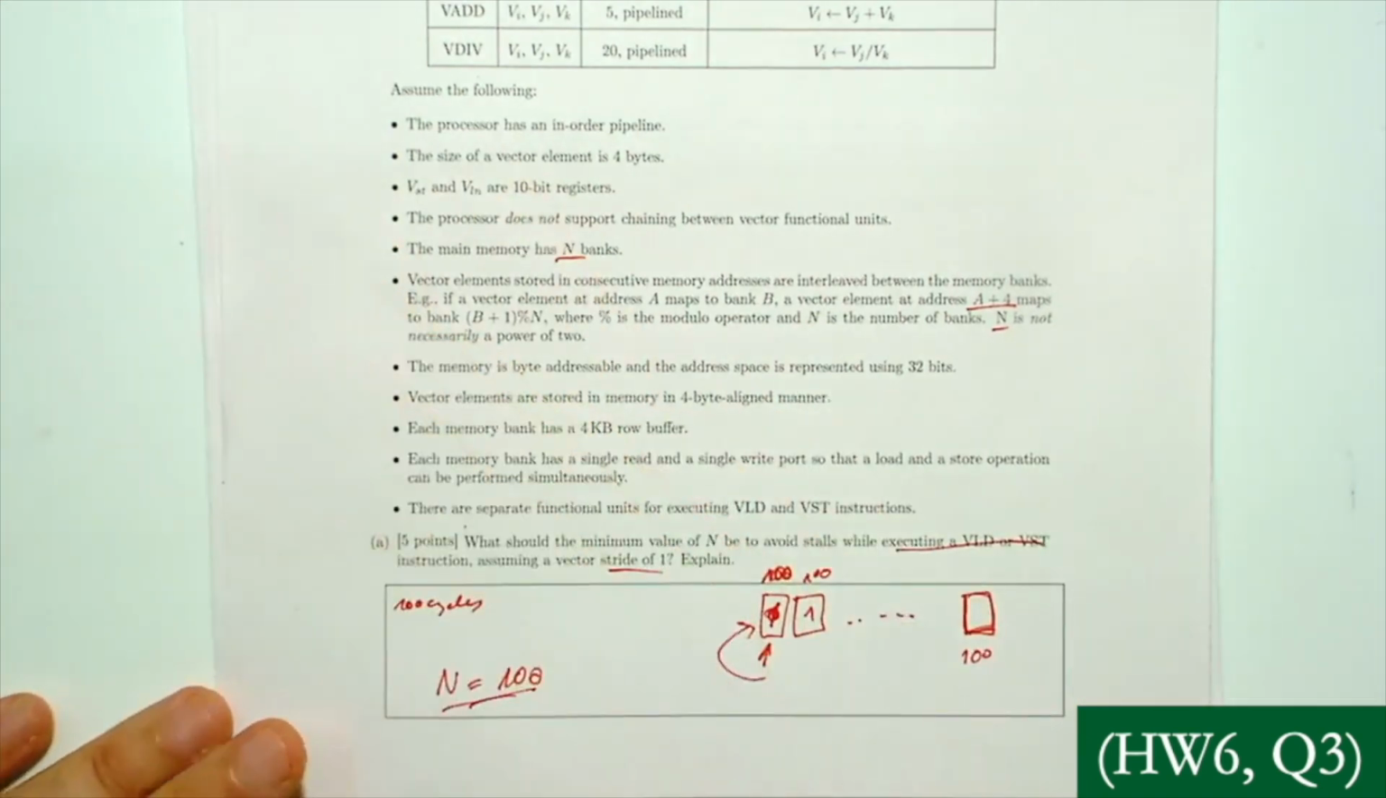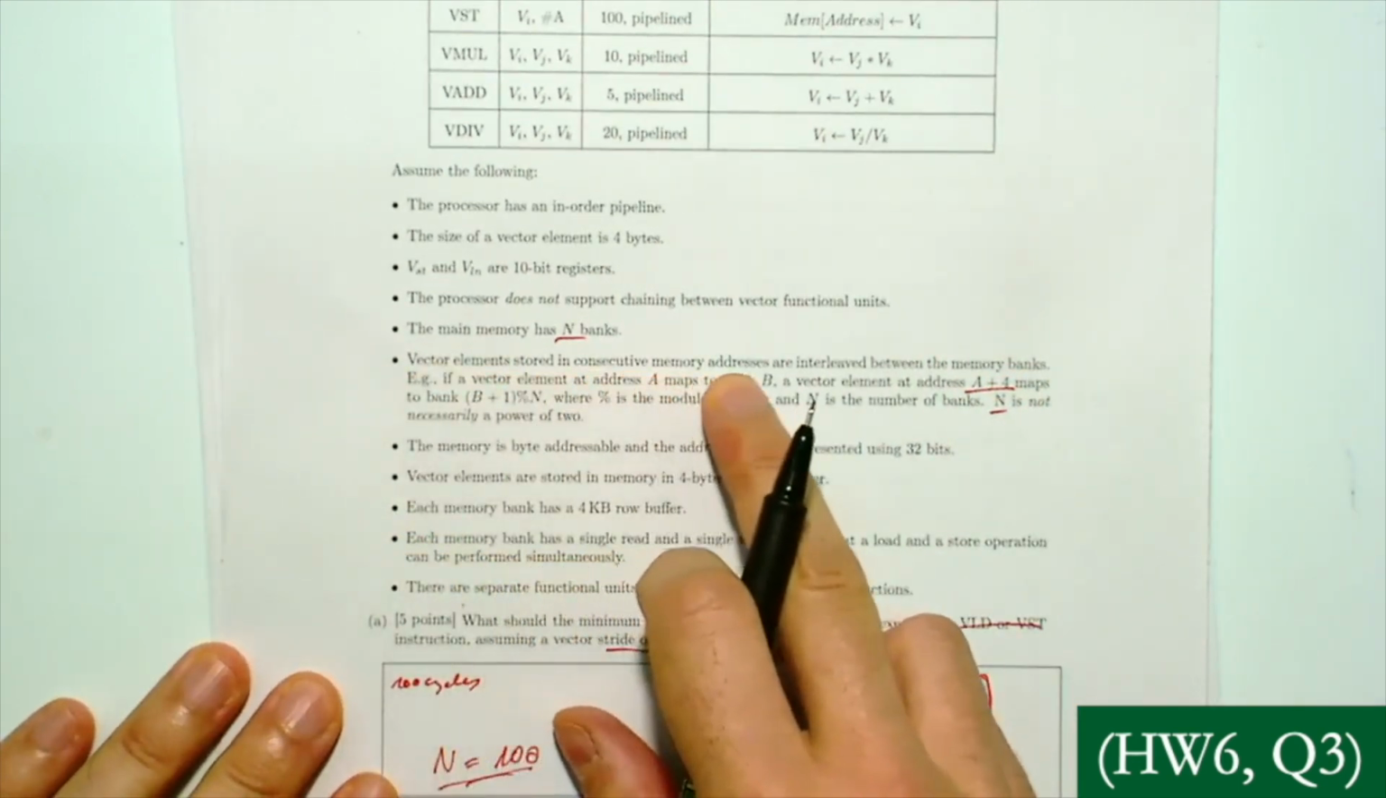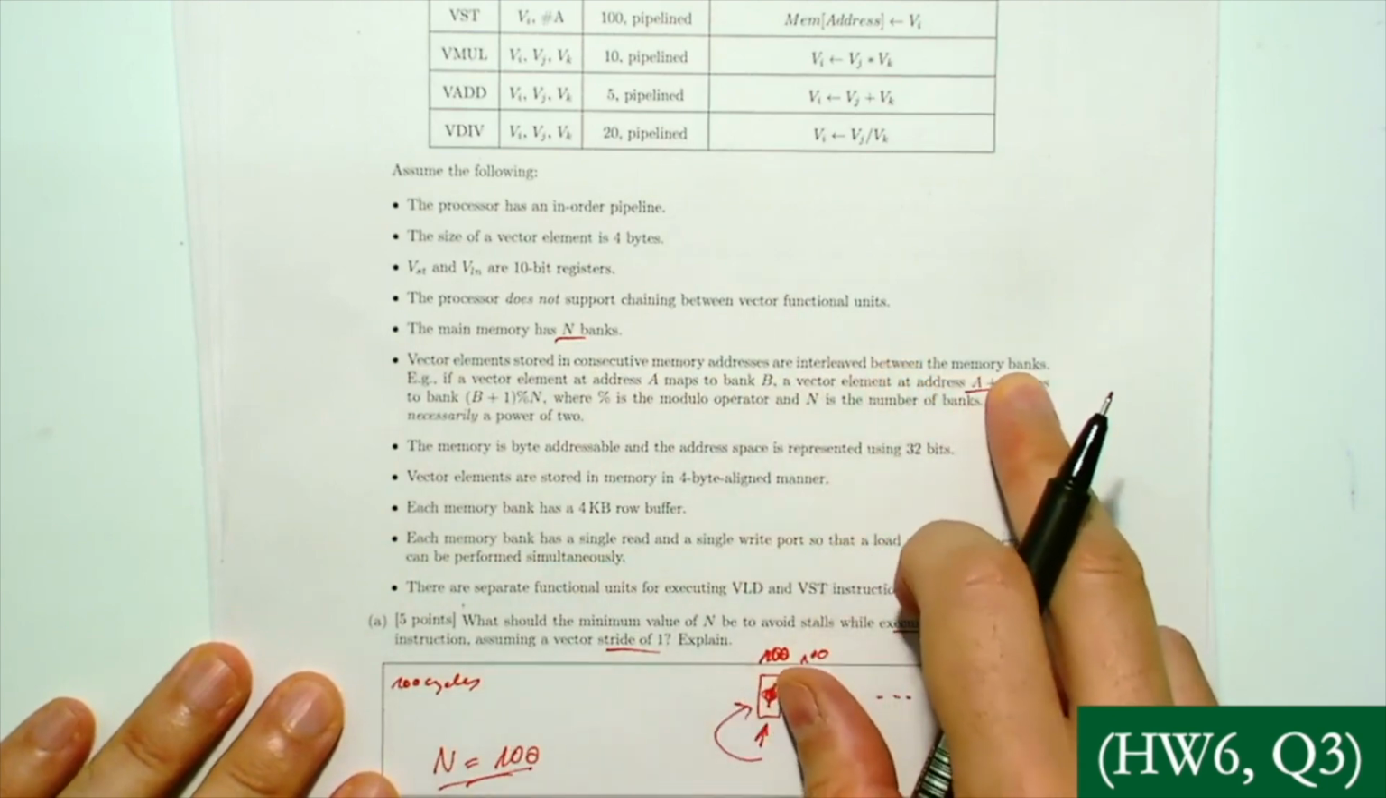Do we assume here that the accesses are in different memory banks? Because if they're all accessing the same memory bank, it wouldn't work, right? Yeah, they are in different memory banks. It's specified here, right? Vector elements stored in consecutive memory addresses are interleaved between memory banks.